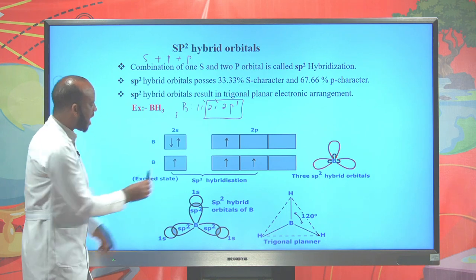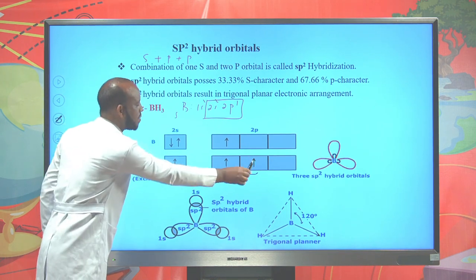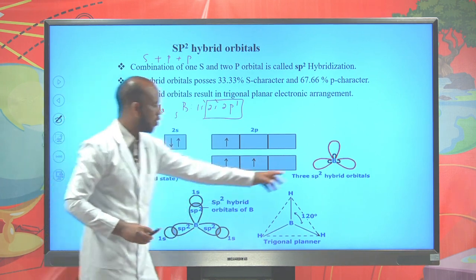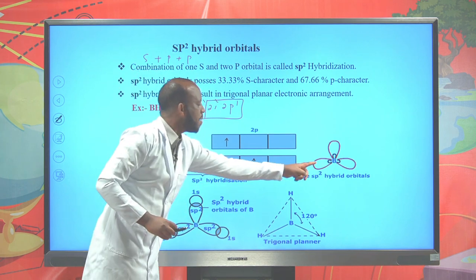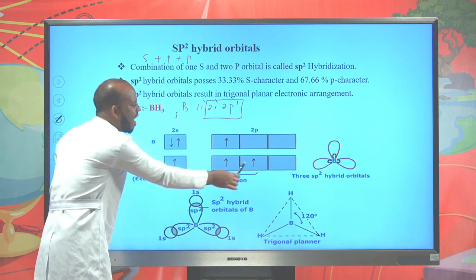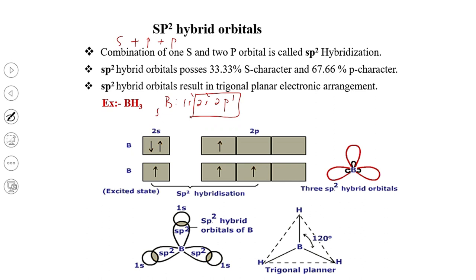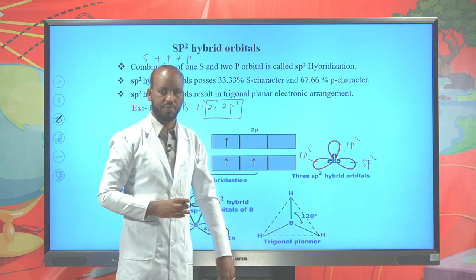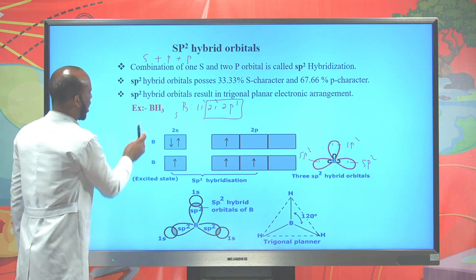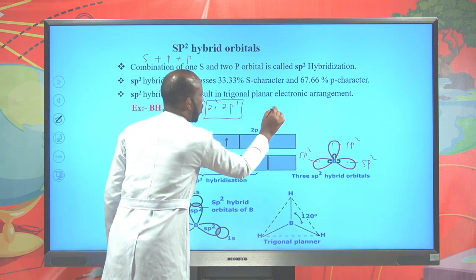Now, s atomic orbital is mixed with 2p atomic orbitals, you see, to form sp2 hybrid orbitals, boron being the central atom. The number of hybrid orbitals equals the number of atomic orbitals mixed. Three atomic orbitals are mixed to form three hybrid orbitals, sp2, sp2, sp2. Each hybrid orbital is half-filled, has one electron.